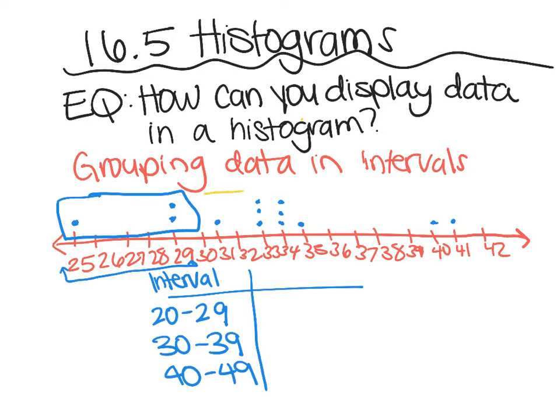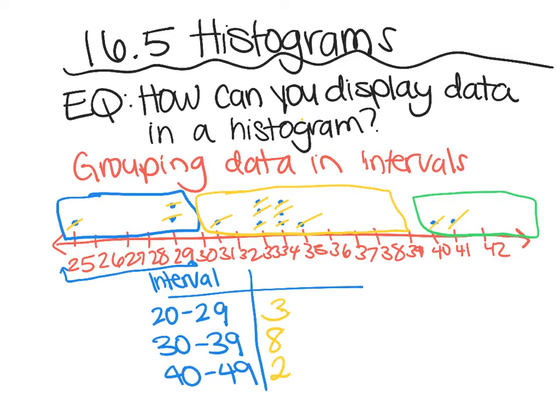So here is 30 to 39. And last, 40 to 49, and 49 is ongoing because our number line ends at 42. So now I'm going to fill in my chart here. So from 20 to 29, counting my dots, I had 1, 2, 3. From 30 to 39, I'm just counting my dots in that interval. 1, 2, 3, 4, 5, 6, 7, 8. And from 40 to 49, just counting my dots again, 1, 2.